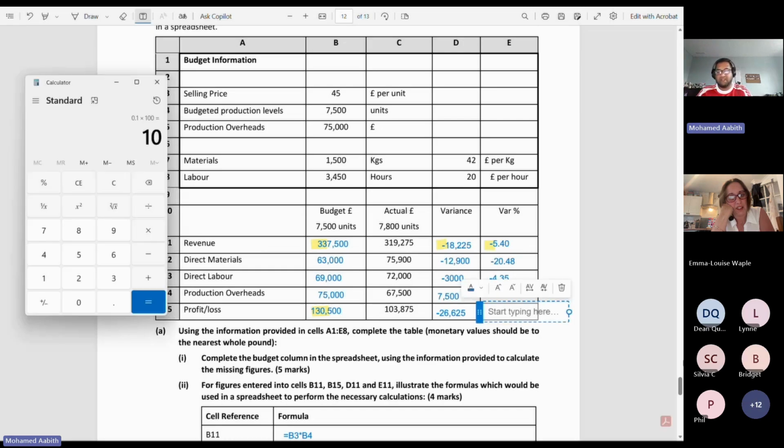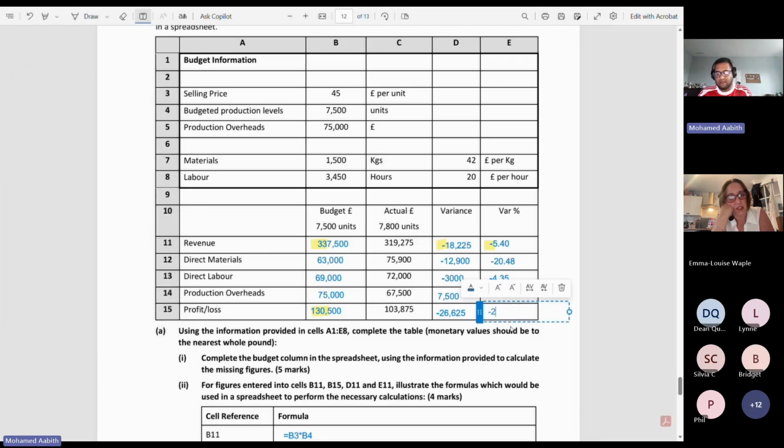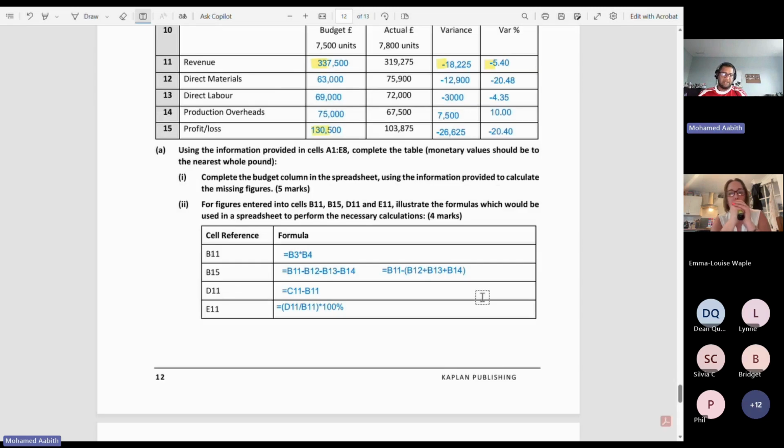The last one, variance: 26,625 divided by the whole profit figure of that one times 100, which gives you 20.40. But this is again a negative percentage. Can you see here? I have got them all in the right percentage there, but make sure, guys, since the percentage sign is shown here, I don't have to show this as a percentage in this one. In the exam, this will automatically show as a percentage. Okay.